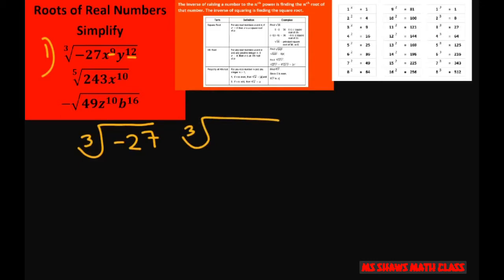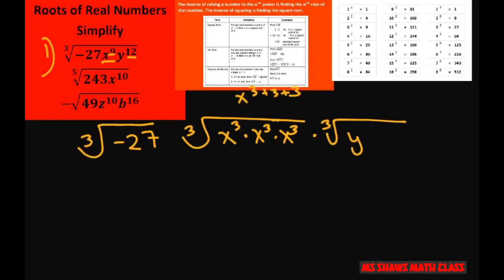Now x to the 9th, I want everything in cubes. So I'm going to write this as x cubed times x cubed times x cubed. Because this is like x, if you use your product property, 3 plus 3 plus 3, which gives you x to the 9th. And the last one, we want a cube, so I'm going to write the y's in cubes. So I have to write 4 of them.